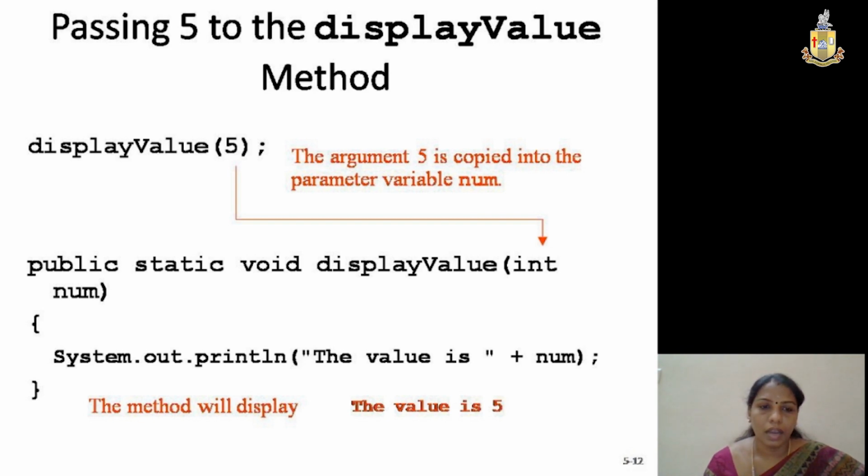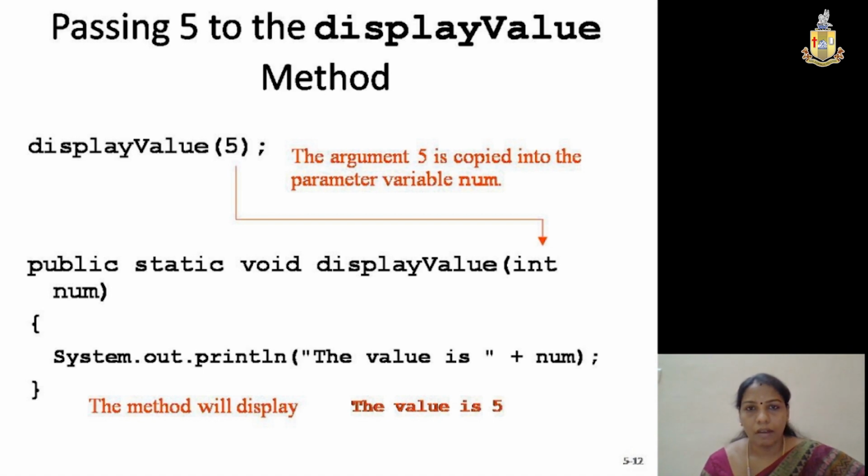And then inside the body of the function, again one printing statement I have given, System.out.println of the value is num. So that now the num value is set to 5, copied into the num variable, so that num variable is now holding the value 5. That value will get displayed. The value is 5. So the method will display 5.